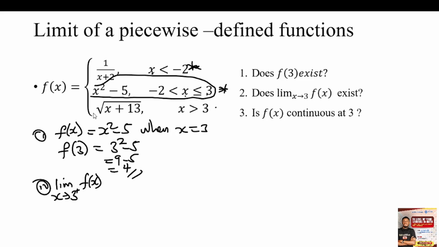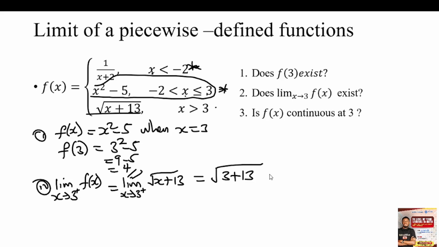In that case, we are going to use this function f of x. So the limit as x approaches from numbers slightly greater than 3, we are going to substitute into that last part of the function, which is root of x plus 13. We are going to have root of 3 plus 13, and that gives us root 16. The final result is 4.